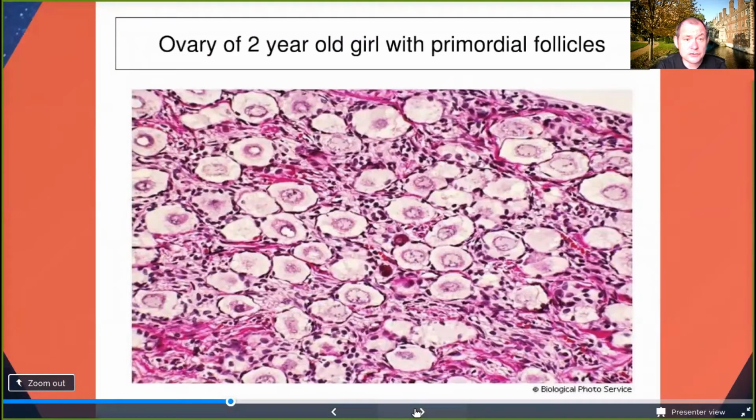This is the ovary of a 2-year-old girl. And what you're seeing here, these little round structures, are the primordial follicles, the follicles that will produce a mature egg, which is then released into the oviduct, the fallopian tube, for fertilization.